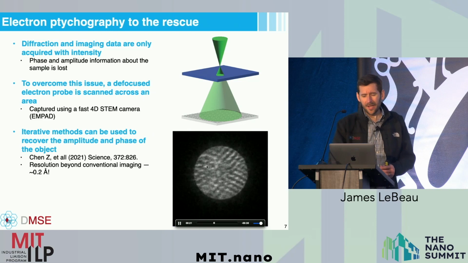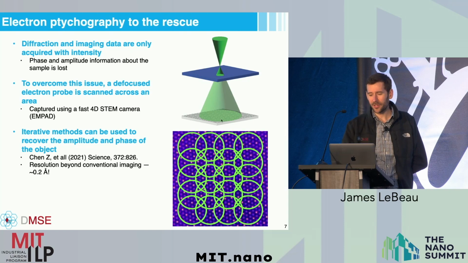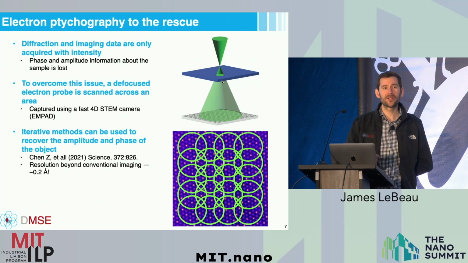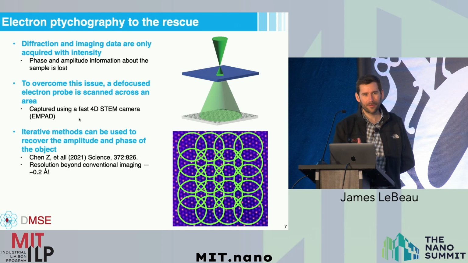Because we have this highly redundant data, where we have these overlapping disks of information in those patterns, those shadow images, that is enough information to iteratively solve for what that wave function must have been, as well as what the object must have been, and in three dimensions. And we can do this very fast. We're pretty much doing this with every image that we acquire at this point with the microscope. But these iterative methods can be used.